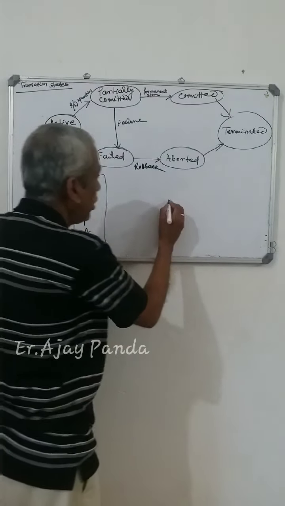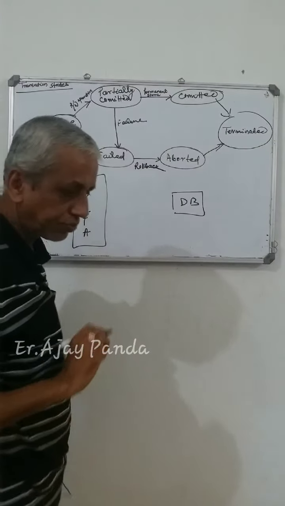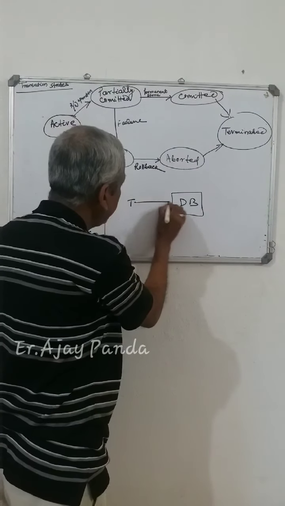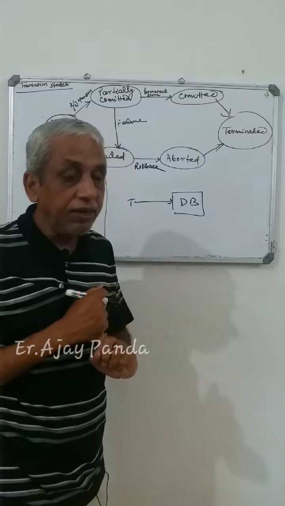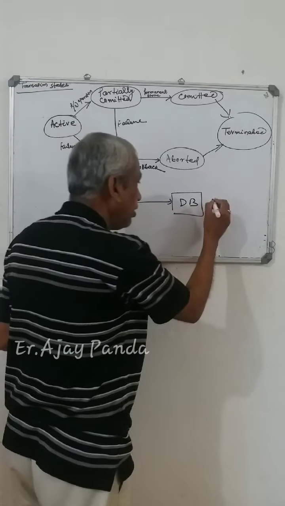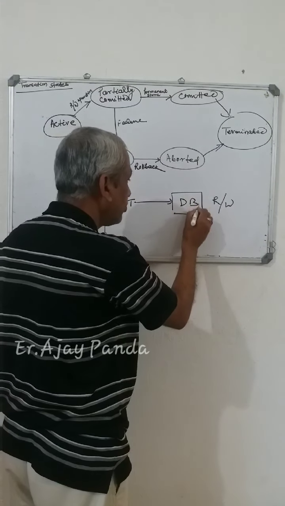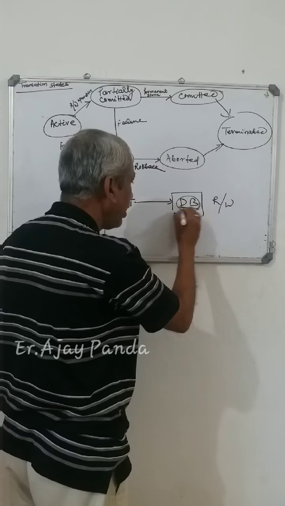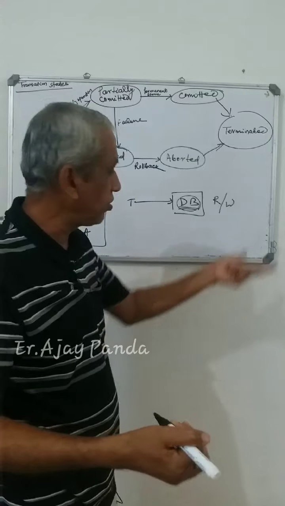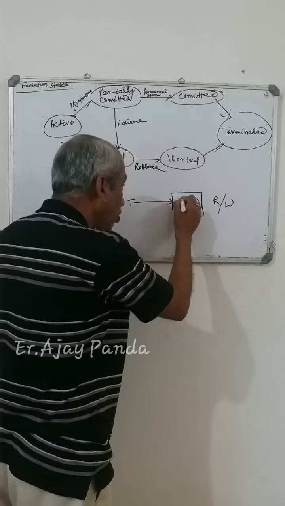Now, one database is there, the DB. Now the transaction interacts with this database. Basically, only 2 operations are performed on this database: one is read, another is write. Both read and write operations are performed on the database. Number of other operations are there, arithmetic operation, logical operation, like that. But only read-write operations are performed on the database.